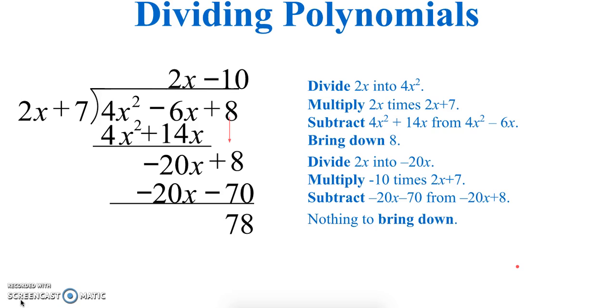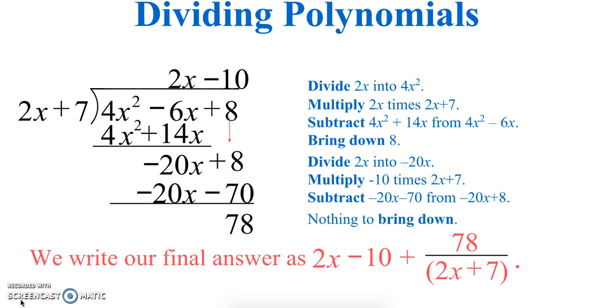Now in algebra, we do not leave remainders. We have to turn our remainder into a fraction because we know there are 78 left of 2x plus 7. So our final answer will be 2x minus 10, because we already did the math on the top, plus 78 over 2x plus 7, and that would be your final answer.